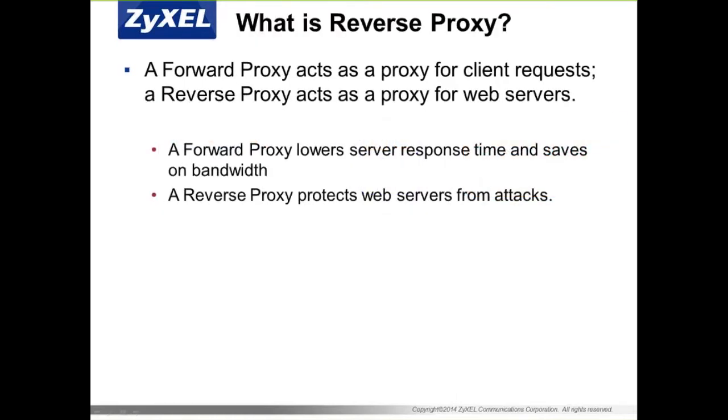The most basic function of an SSL VPN is its ability to receive user requests and relay them to internal servers. This gateway type function is known as a reverse proxy. A forward proxy acts as a proxy for client requests, whereas a reverse proxy acts as a proxy for web servers. The main purpose of a forward proxy is to lower server response time to save on bandwidth, but a reverse proxy protects web servers from attacks by hiding internal resources by rewriting IP addresses and URLs in web pages.